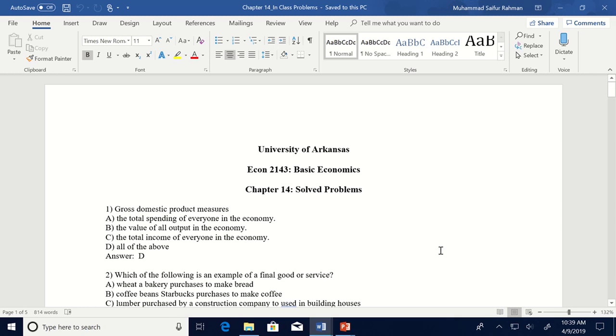question number one. This is about the definition of GDP, and they are going to be in your exam. I'm going to ask you trivial questions about GDP, and you need to make sure that you answer them correctly. Gross domestic product, A, the total spending of everyone in the economy, true. B, the value of all output in the economy, we just showed the value-added approach. C, the total income of everyone in the economy, which we did not show, but we will show in the next class. So the correct answer is D, all of the above.